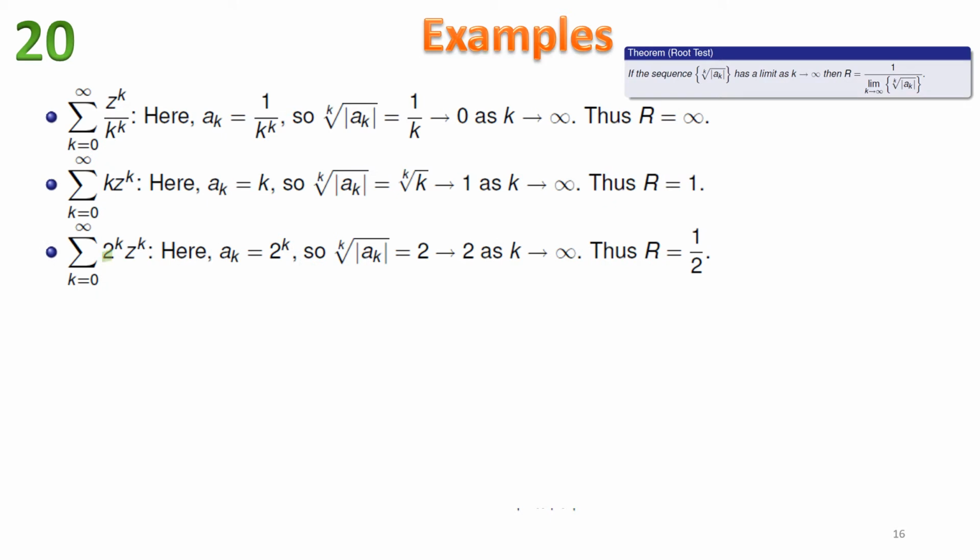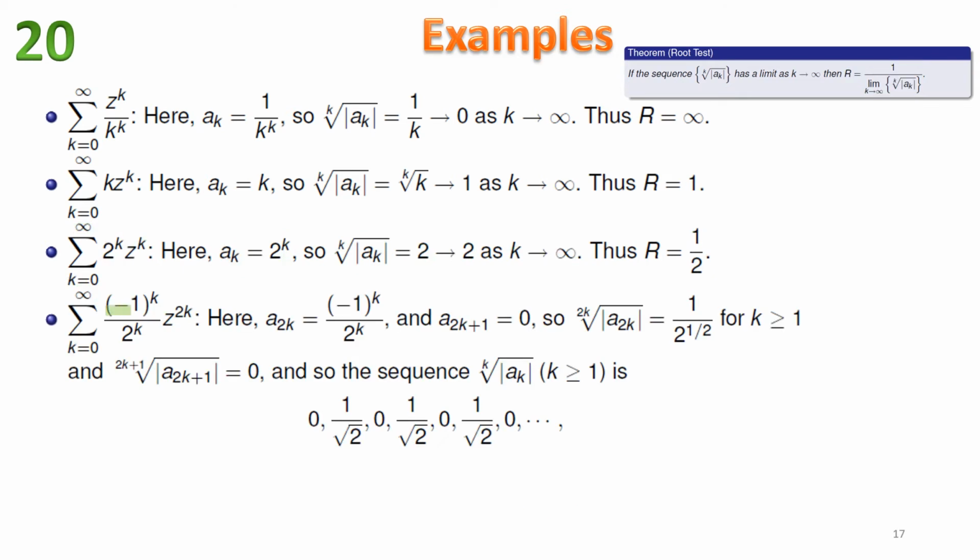In this next example, we have 2 to the power k into z to the power k, again k running from 0 to infinity, and a_k, the coefficient term, which is a complex number, is 2 to the power k. So kth root of mod of a_k will be kth root of 2 to the k, that is 2. And as k approaches infinity, the limit value approaches 2, and by this theorem r is equal to the reciprocal of the limit. So it is the reciprocal of 2, that is 1 by 2.